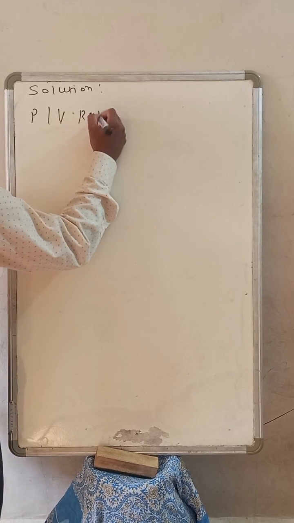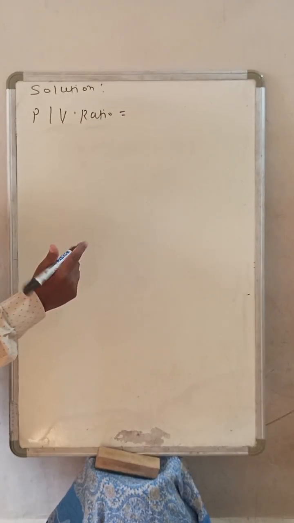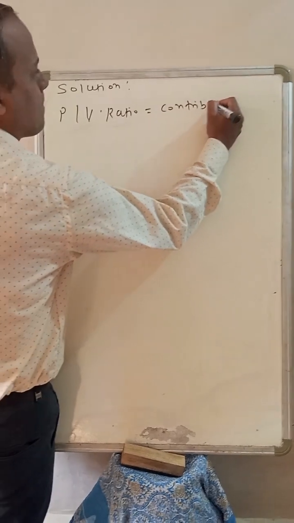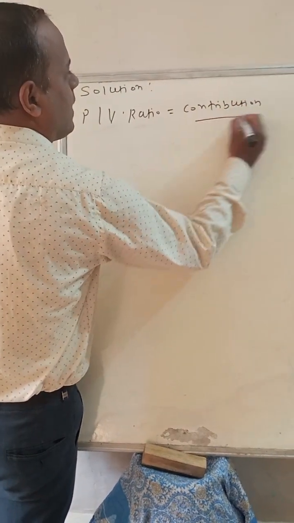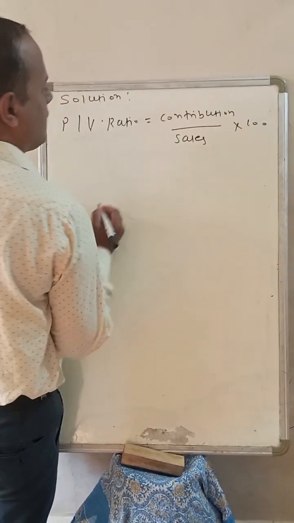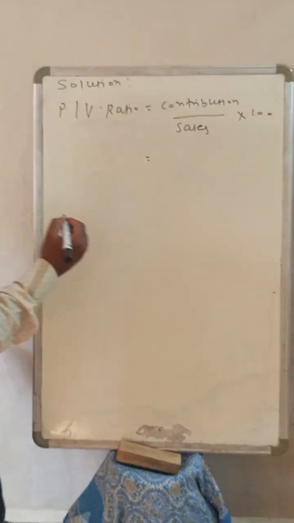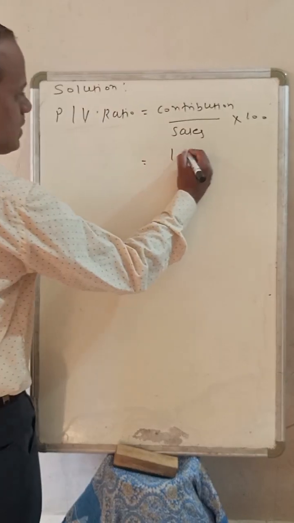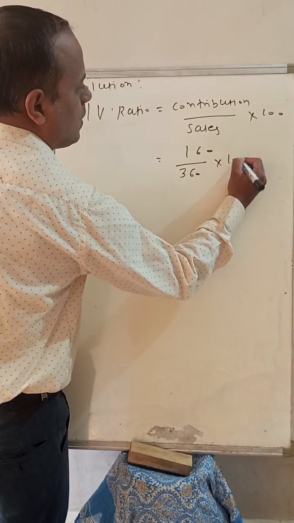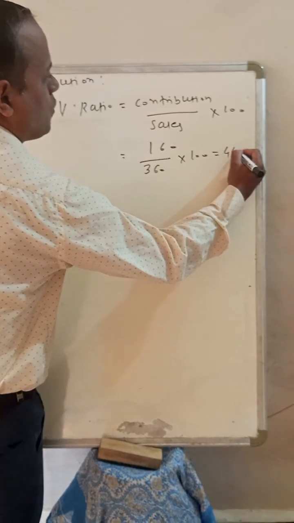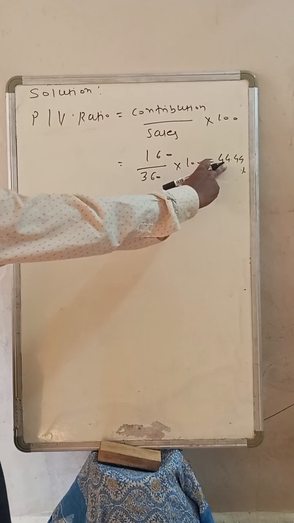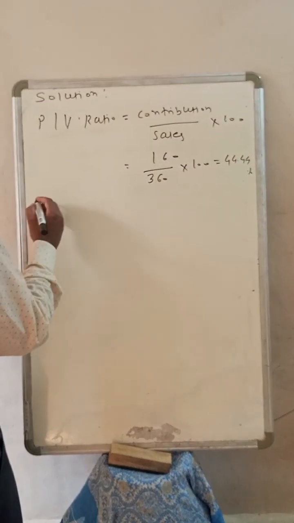For the requirement, we have to calculate PV ratio. We know the formula of PV ratio, that is contribution divided by sales into 100. We just calculate the contribution, which was 160. Selling price is 360 into 100. So 44.44%. So your new PV ratio would be 44.44%.